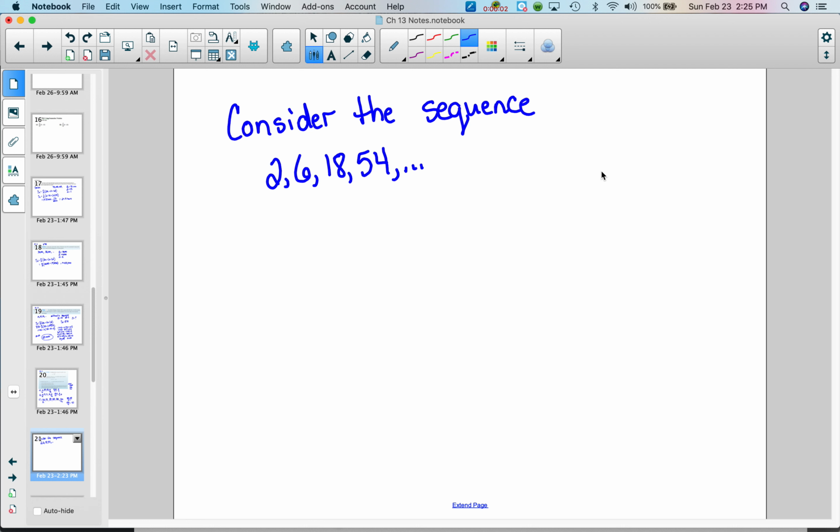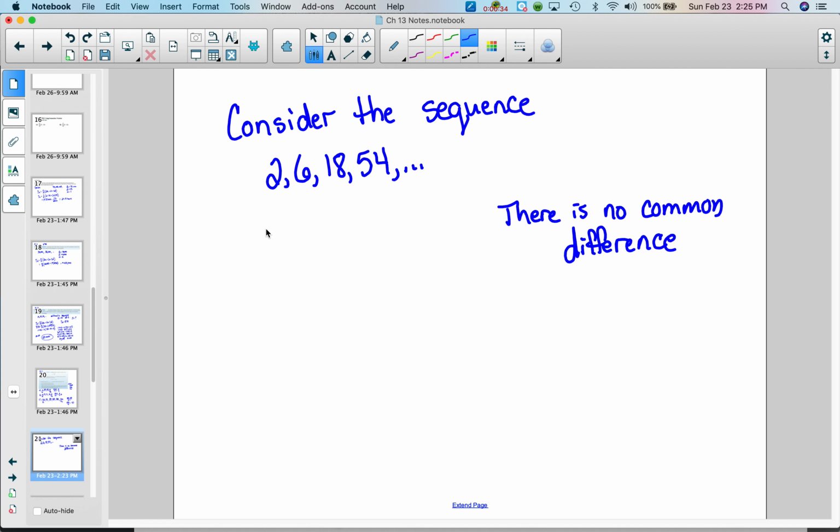2, 6, 18, 54, and then continuing. Notice for this one, there is no common difference. So since there's no common difference, this is not arithmetic. Here I'm going up by 4. Here I'm adding 12. Here I'd have to figure that out. But we could see that it's definitely not a common difference. But there is something that they do have in common.